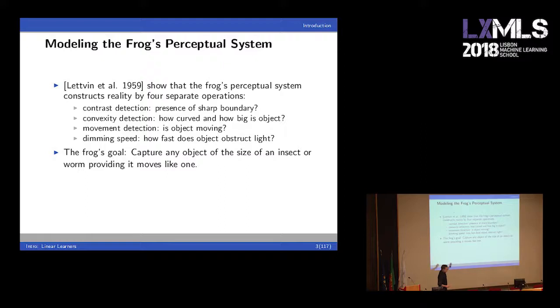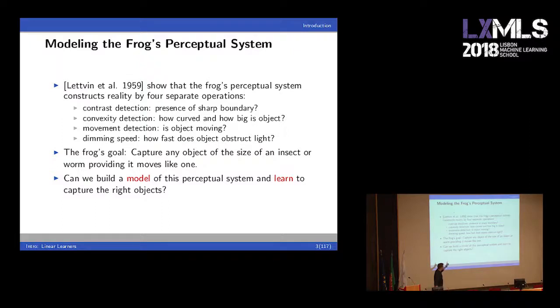So the frog's goal using those 4 detectors is to feed himself, to capture any object of the size of an insect or worm, providing it moves like one. Some objects move faster and are smaller, some objects are bigger and they move slower, but he wants to detect the right objects. So now our goal is to build a model of this system and learn to capture the right objects.